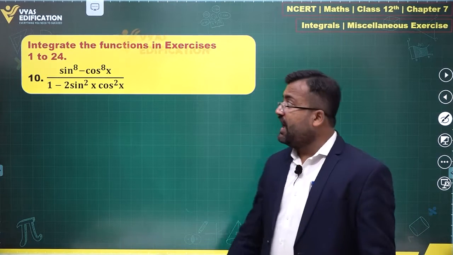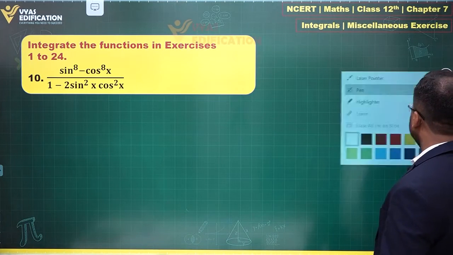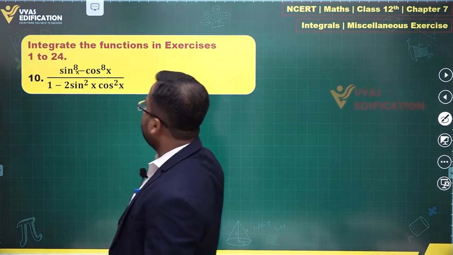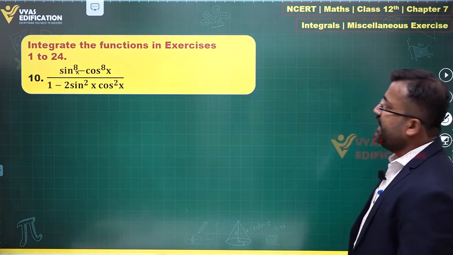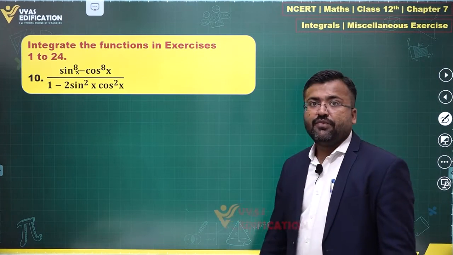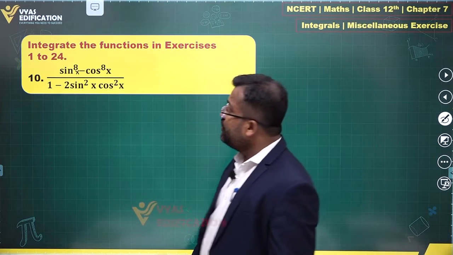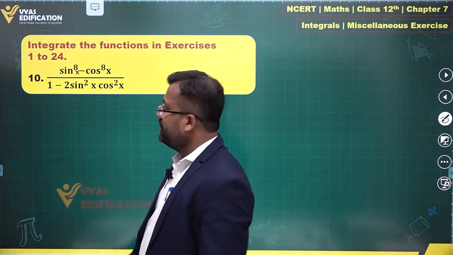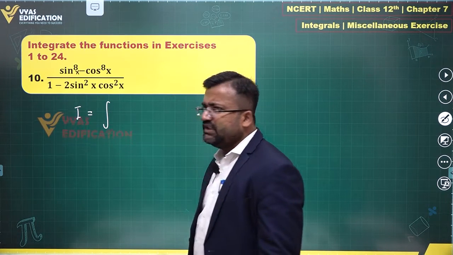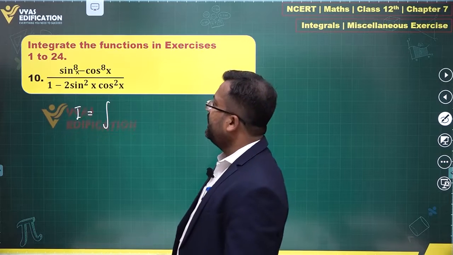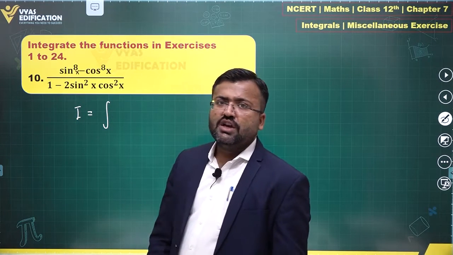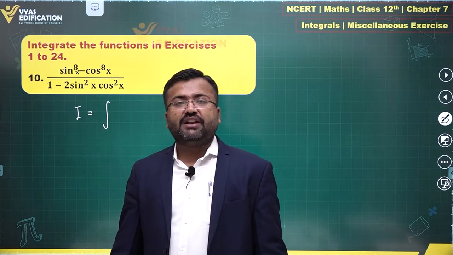In the 10th question, we have sin power 8 x minus cos power 8 x upon 1 minus 2 sin square x cos square x. How will we handle this? So there's a complicated expression in the numerator as well as the denominator. But can you simplify the numerator first? This is the square of sin power 4. This is also the square of cos power 4. So this is nothing but sin power 4 square minus cos power 4 square.